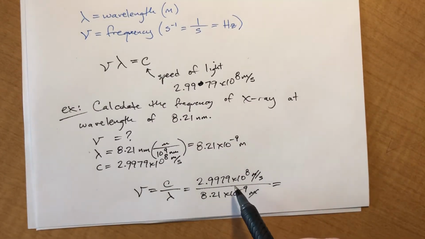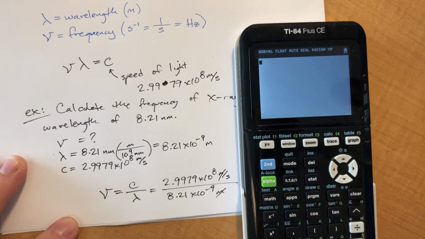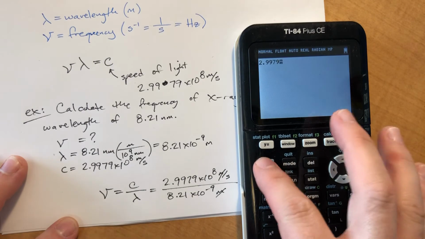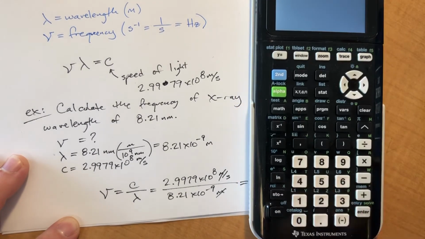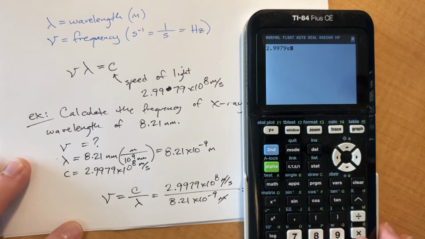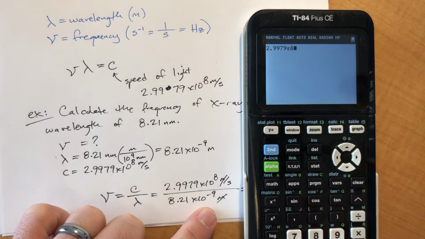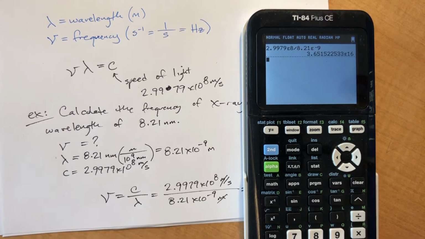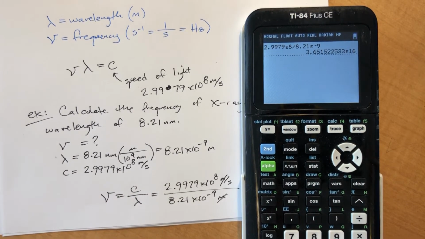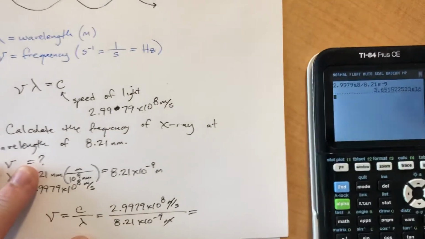Okay. If you type this in, make sure you're using the EE button on your calculator, because it's going to make things difficult otherwise. So 2.9979, second EE. Mine is right there. Yours may be in a slightly different spot depending on what brand of calculator you've got. EE 8, that means times 10 to the whatever exponent you have, divided by 8.21, second EE negative 9. And we get a really big number. 3 sig figs, 3.65 times 10 to the 16th inverse seconds.